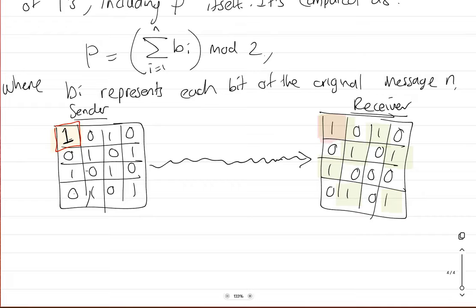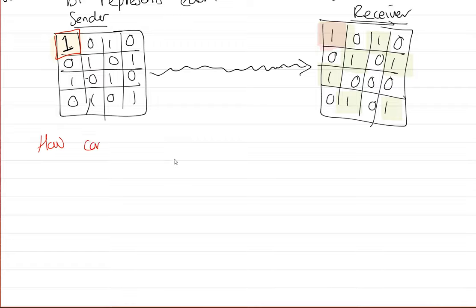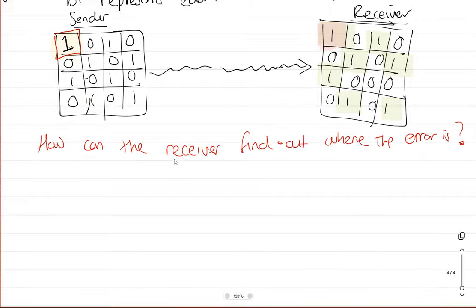So now, where's the error? That's the question. Well, using our Hamming distance formula from before, our delta function would have given us a 1 for this particular component. The delta of a_i, b_i would have given us a 1 here because they are different, and we would have known immediately where the error is. But because we don't have access to the sender's message, there's no way for us to calculate that delta. So the question is, how can the receiver find out where the error is? How can they detect where this error is?